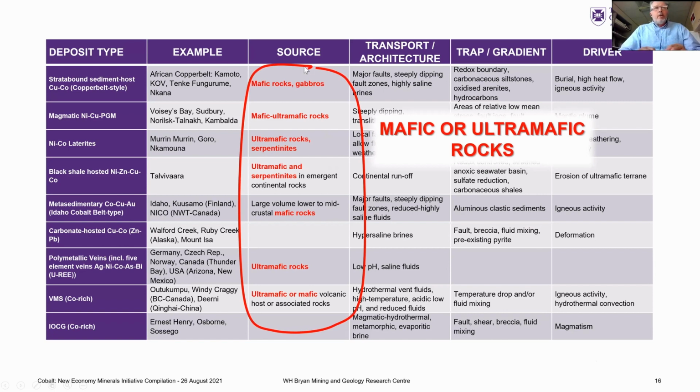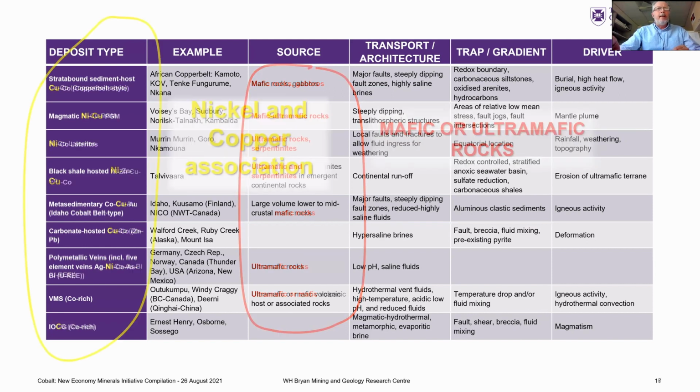source, mafic or ultramafic rocks are just so important in getting these cobalt deposits to form. And those mafic ultramafic rocks are not host rocks, but they are in the vicinity and presumably the source of the cobalt. So, a very critical component of all those deposit types.